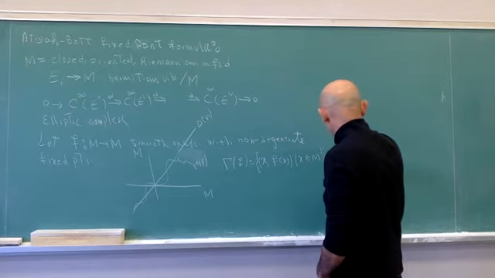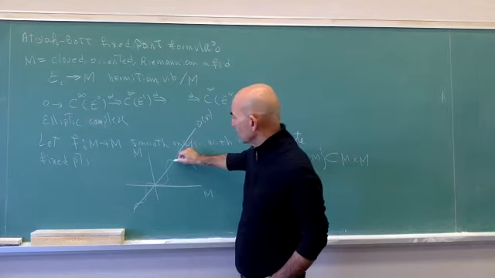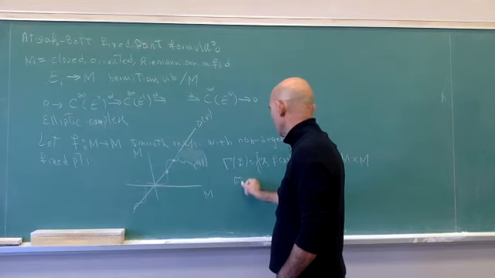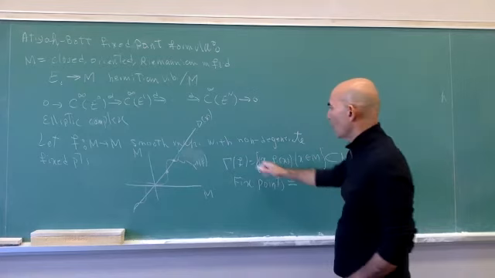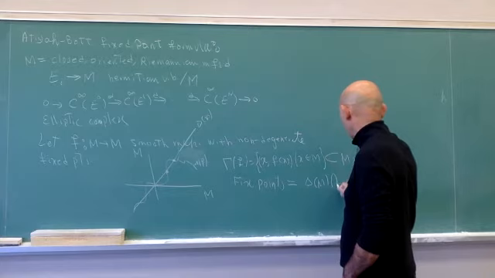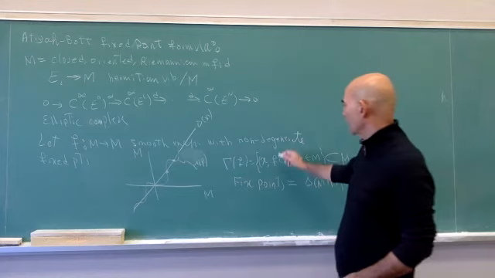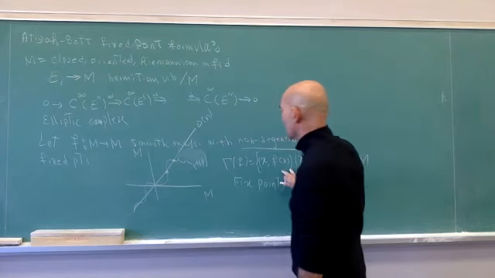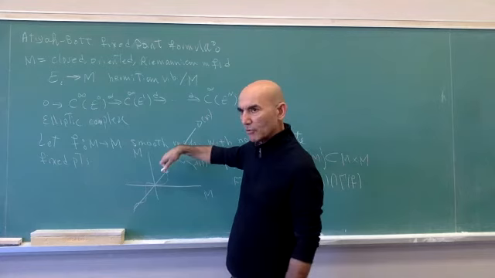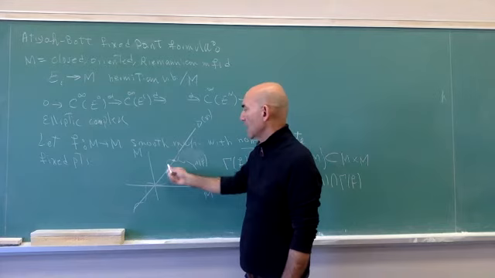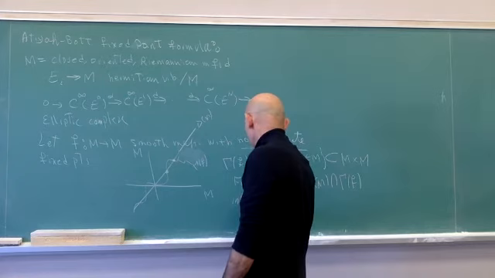So what are fixed points? Fixed points are exactly the points of intersection of the diagonal with the graph. That's the set of fixed points. Now, the graph is a submanifold, and the diagonal of M is also a submanifold. What we are saying is that at each point where they intersect, they intersect in a transversal way. Intersect transversely.